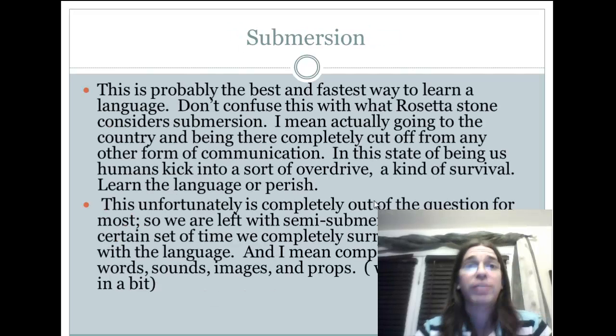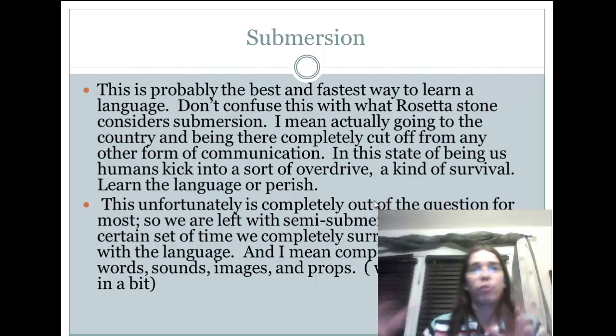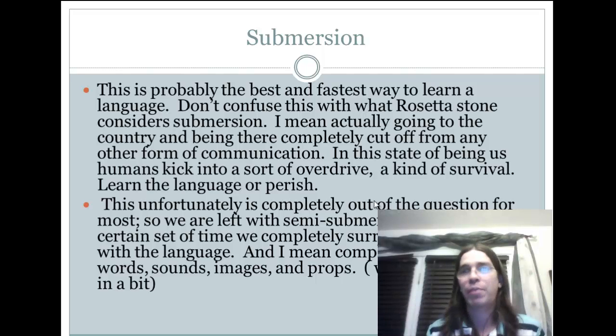There's obviously the different types of learning, which are submersion, auditory, visual, and written. Submersion is probably the fastest and best way to do it, right? You move to a country, you have to be there to survive and mingle with the locals to get what you need, going to supermarkets. Obviously, this method is unavailable for many, many people.